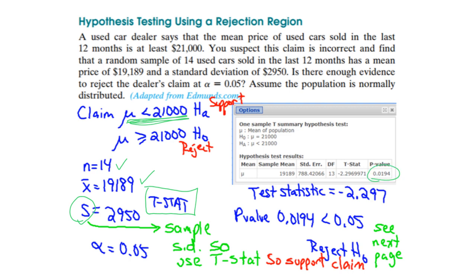So our p-value is 0.0195. That is less than our alpha, which is 0.05. And so we're going to reject the null hypothesis. Since we rejected the null hypothesis, which is what the car dealership said, we can support the claim that we think they're wrong. Our claim is that we thought they were wrong in the first place.